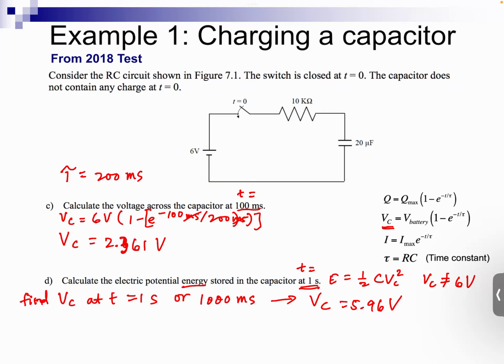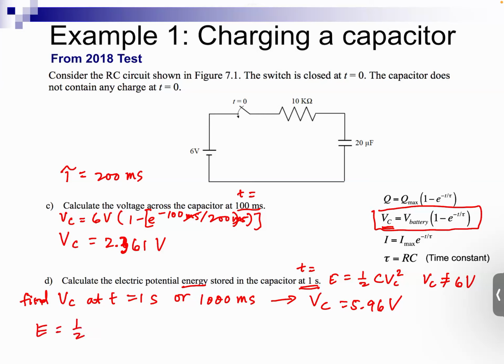But the point is, if you want to calculate the energy at some given time t, unless you are sure that the capacitor is fully charged, in which case you can use the voltage of the battery to calculate the energy stored. Unless you're sure about that, then you have to calculate the voltage across the capacitor plates using this equation here. Okay, and then use that voltage to calculate the energy.